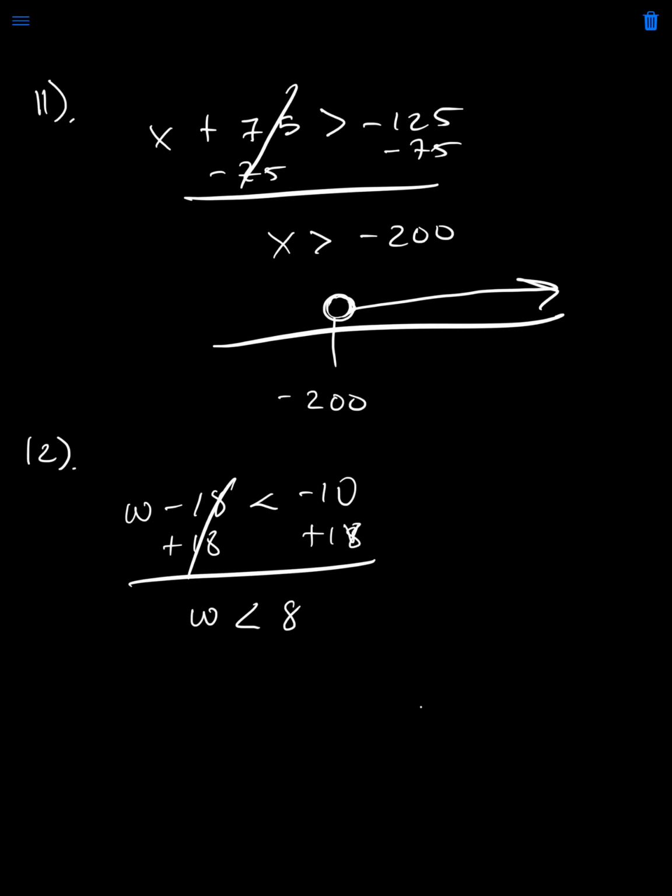All right, number 12. We have w minus 18 is less than negative 10. I add 18 to both sides. So w is less than 8. Again, I find my 8, which is an open circle. Shade it to the left. I'm good to go there.